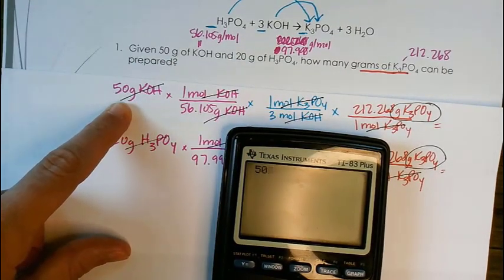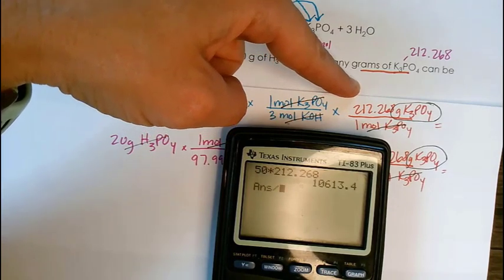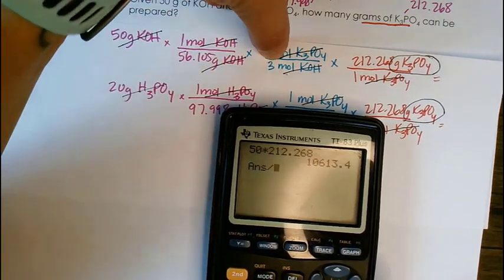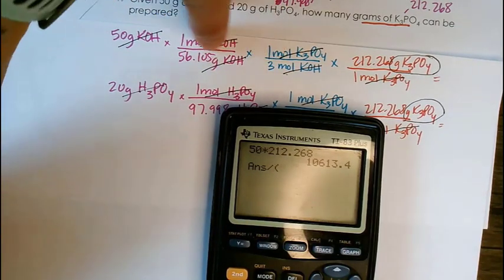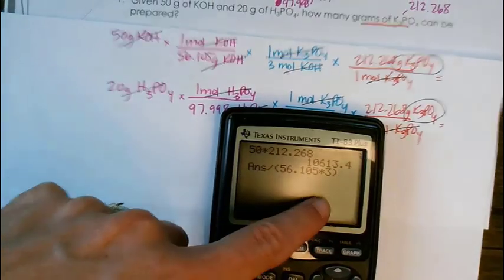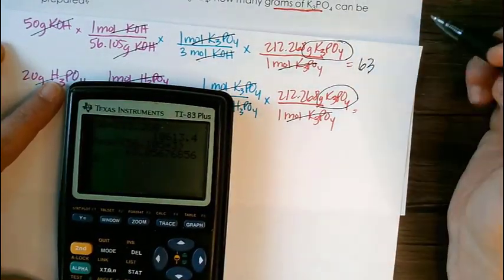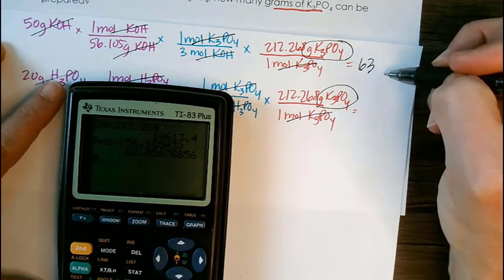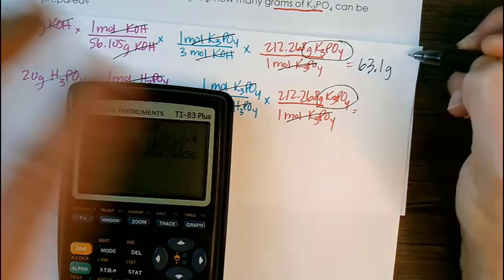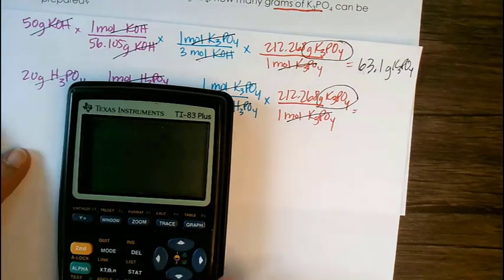So now we just need to get our calculator out, and I need to multiply across. So 50 times 1 times 1 times 212.268. You need to divide it by the product of 56 times 3. So I'm going to put divided by parentheses 56.105 times 3. So it will divide it by that product. So I get 63. How many sig figs do I want? 63.1, we'll say, grams of K3PO4.